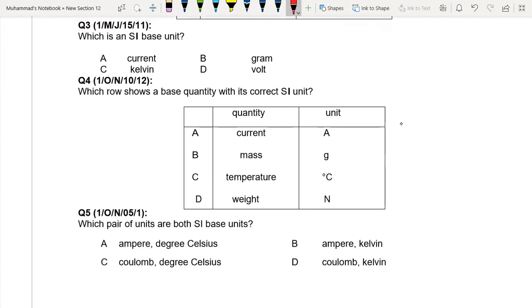Question 3 is, which is an SI base unit? Current is a base quantity, not a unit. We have to look for an SI base unit. In B, gram is a unit, but not an SI base unit. Kelvin is an SI base unit. Volt is not an SI base unit.